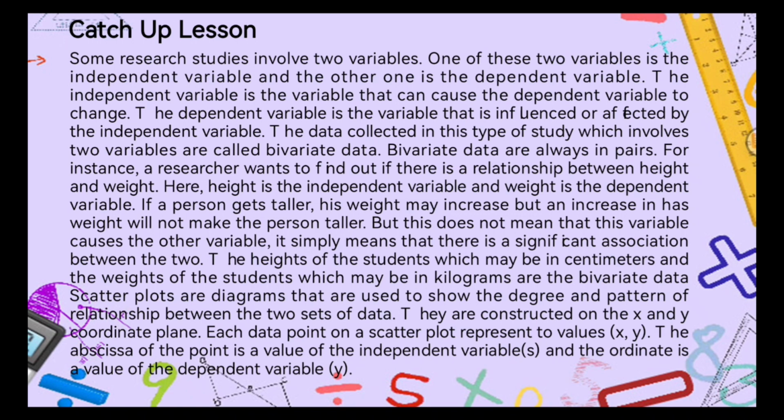Scatter plots are diagrams that are used to show the degree and pattern of relationship between two sets of data. They are constructed on the x-y coordinate plane. Each data point on the scatter plot represents the values x and y. The abscissa of the point is the value of the independent variable x, and the ordinate of the point is the value of the dependent variable y.